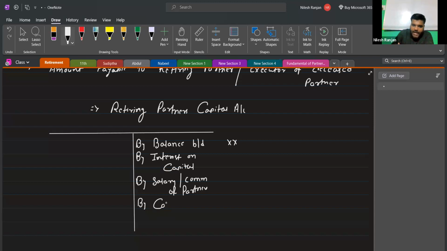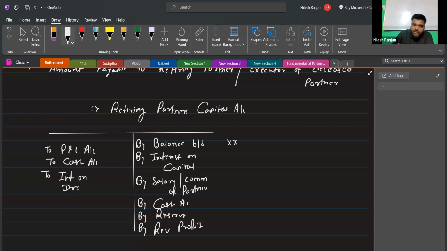If there is any additional capital introduced, then by cash account. If there is profit or loss on revaluation, reserves, goodwill, these will be adjusted between partners in their respective profit sharing ratio, the old profit sharing ratio, or the gaining sacrificing ratio; goodwill is distributed in the gaining sacrificing ratio. So by reserves, if there is any, by revaluation profit, and to profit and loss account loss. If there is drawing, then to cash account drawing. If there is any interest, to interest on drawing. Items that will increase the capital will be written on the credit side, and items which will decrease the capital will be written on the debit side.